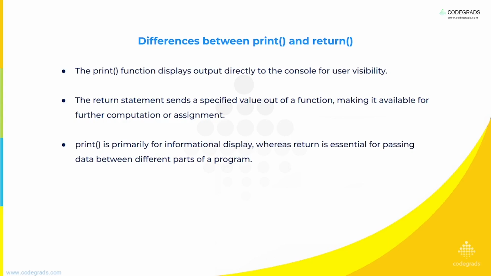In case of output handling, the output is visible for the print statement, and in case of return, it can be stored in a variable. Examples we can say: for print it is print x, and for return it is return x.